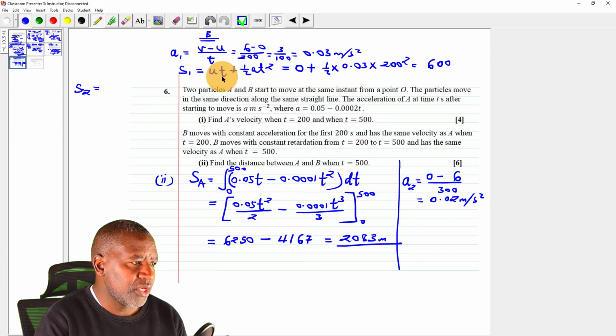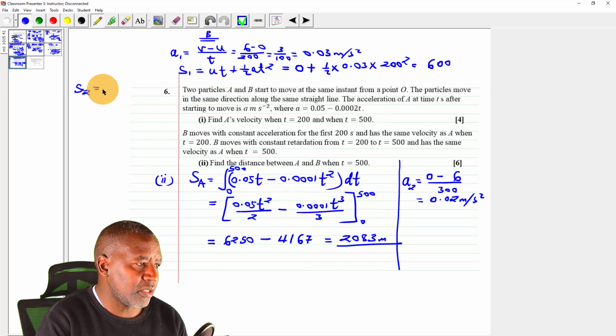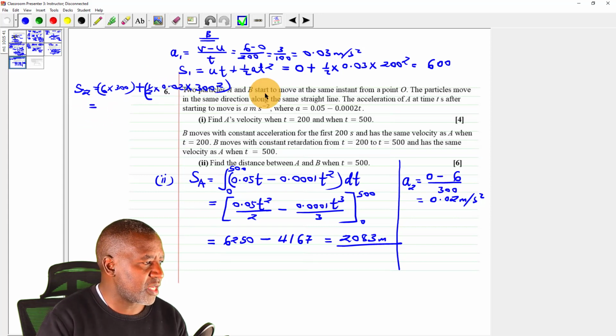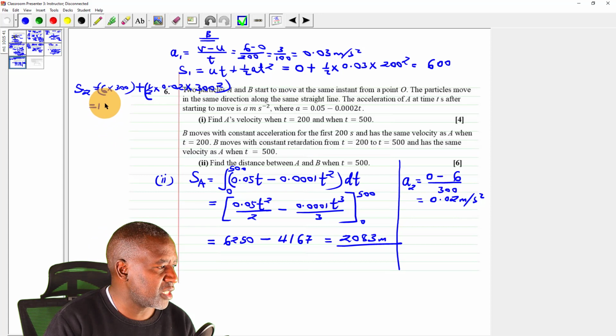Maybe using ut plus a half at squared. Why not? I know u at that point is 6 and t is 300. And I can have a half here. The acceleration is 0.02 times 300 seconds. Okay, it's getting a bit crowded there, but I hope you can see that. This first part gives me 1800.